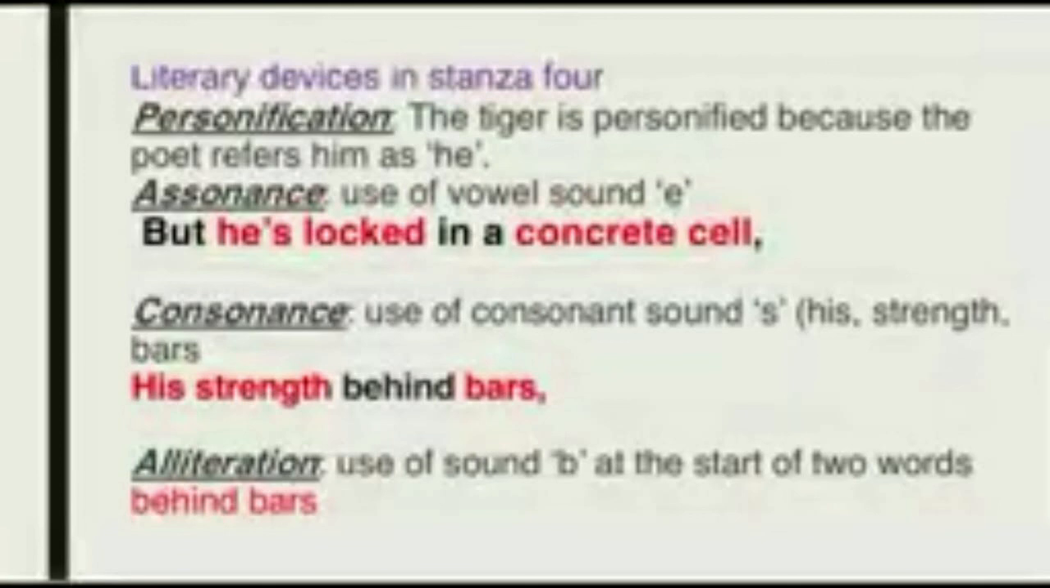Next is assonance. Use of vowel sound E. The sentence is, "But he is locked in a concrete cell." Again, you can see the E sound in his, locked, concrete, cell. So, the E sound is used in this line. Next, we'll go to consonants. Use of consonant sound S. "His strength behind bars." In his, the S sound is there, strength also, and bars. It comes under consonance.